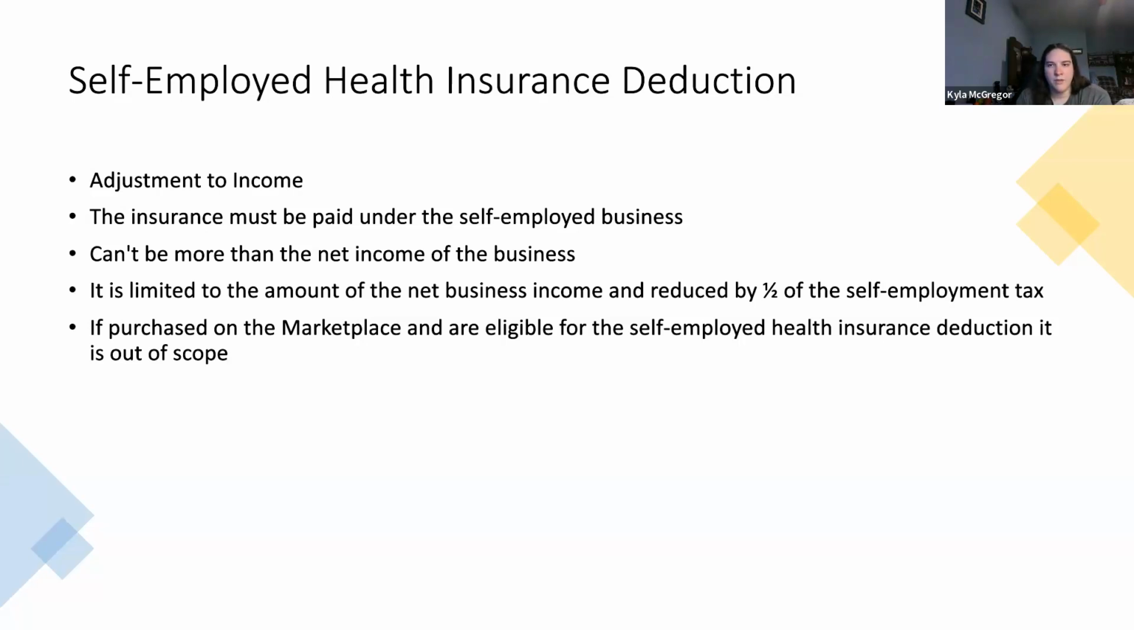And, yeah, so it's limited to the amount of your net income reduced by the self-employment tax. However, if they use marketplace insurance, and they have a 1095-A, and they were wanting to take the self-employed health insurance deduction, it's unfortunately out of our scope. So, we need to watch out for this as well if they have both situations. And there is a separate place in the software where you can put the amount of insurance that they had.